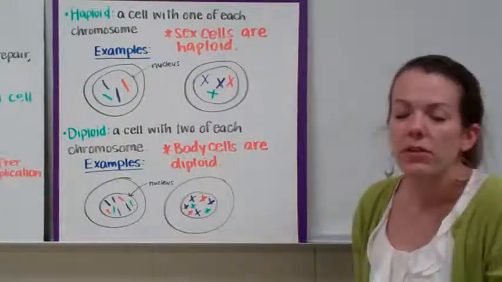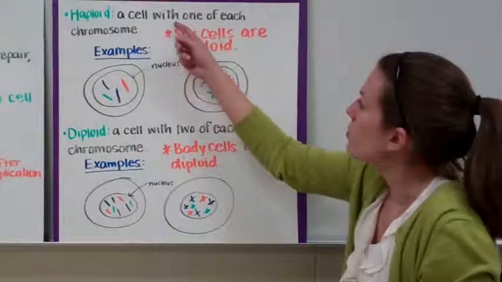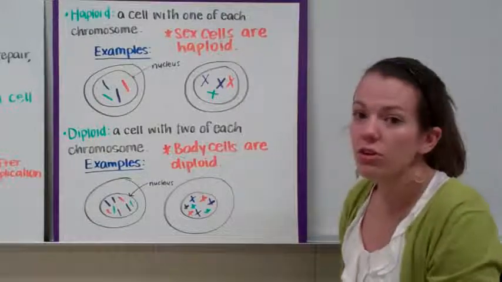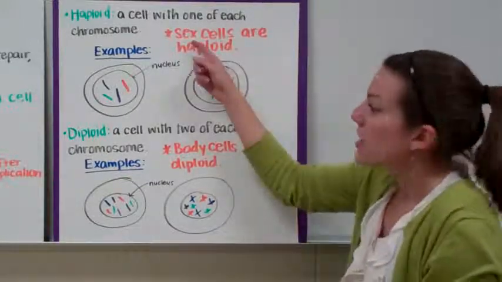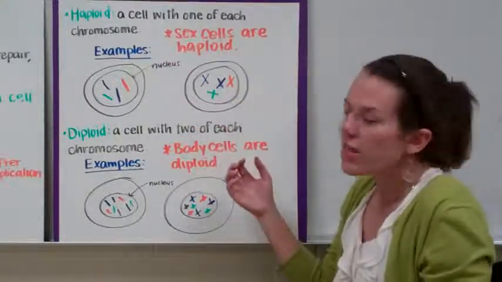Now let's talk about the difference between haploid and diploid cells. Haploid cells are cells with one of each chromosome. So they only have one of each chromosome inside of their nucleus. An example of haploid cells are sex cells. So let's look at what haploid cells actually look like.